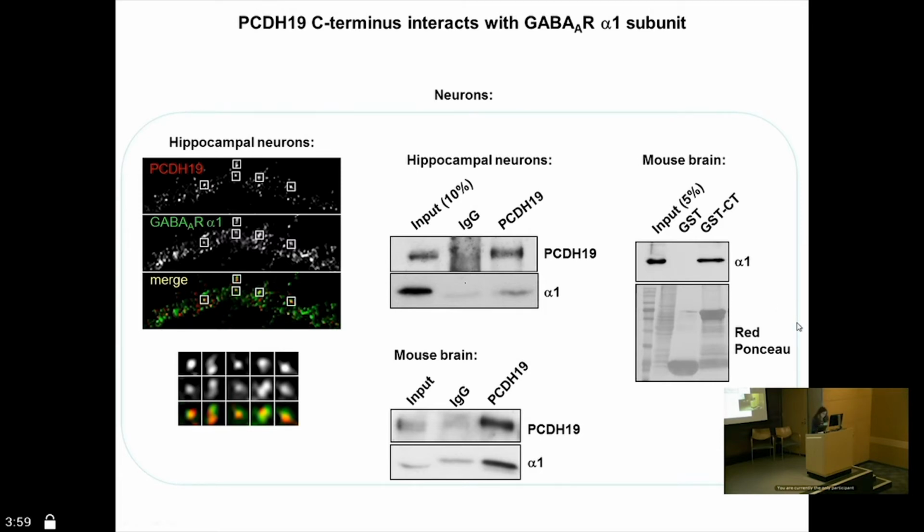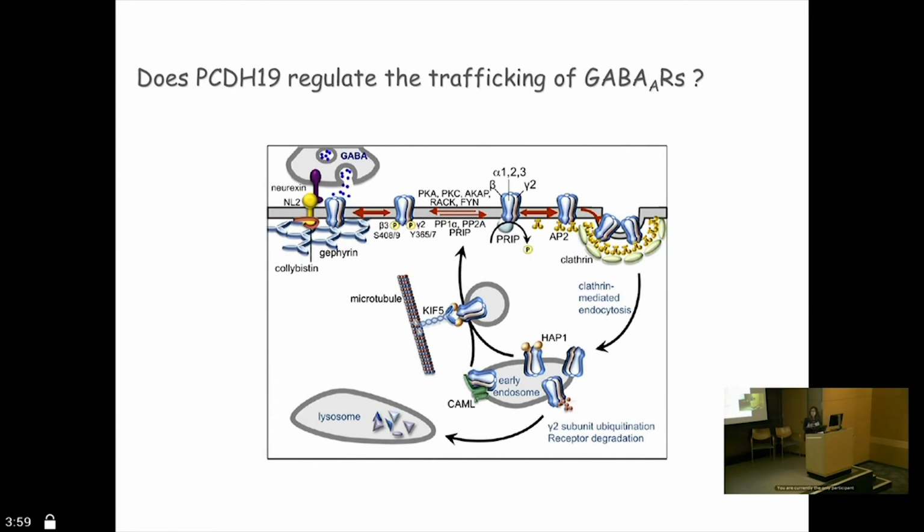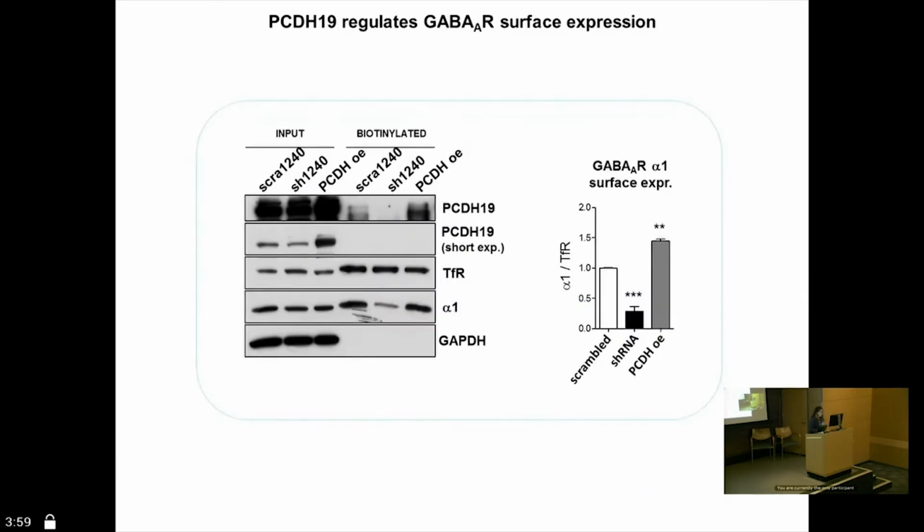So we are now confident that protocadherin 19 interacts with the alpha-1 subunit of GABA A receptor. But the question now is, does protocadherin 19 regulate the trafficking of GABA A receptors? Interestingly, we found that the silencing of protocadherin 19 in cortical neurons causes a reduction in the surface expression of GABA A receptors.